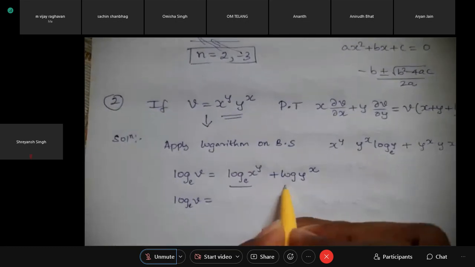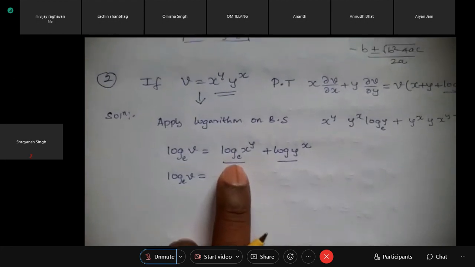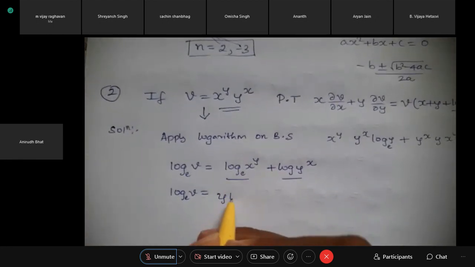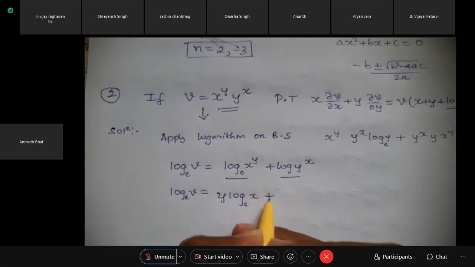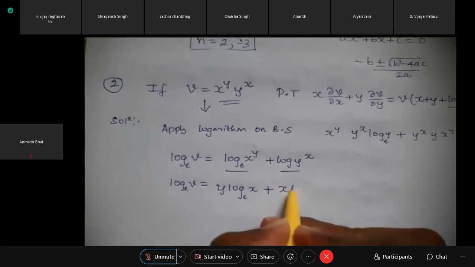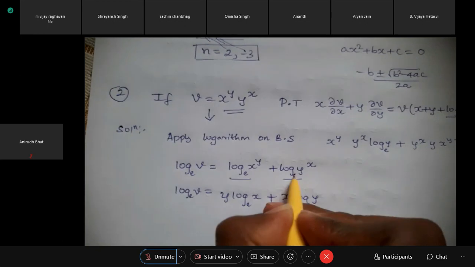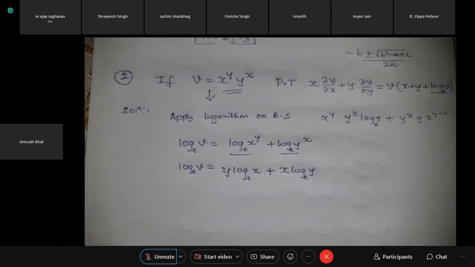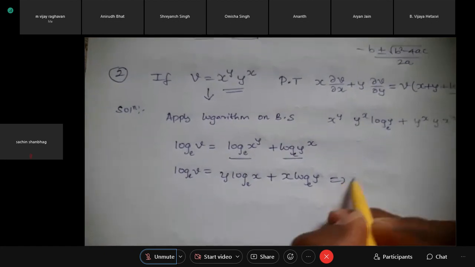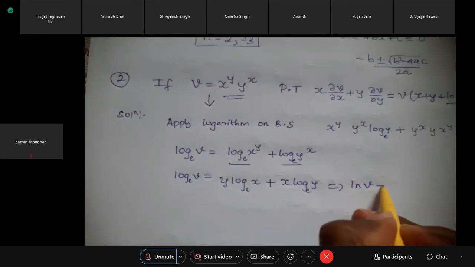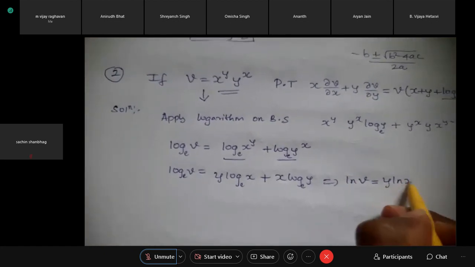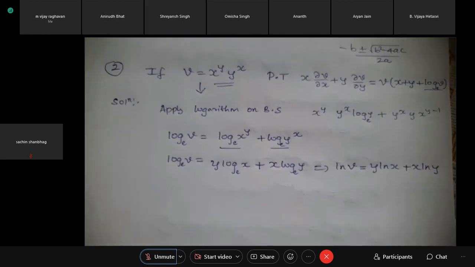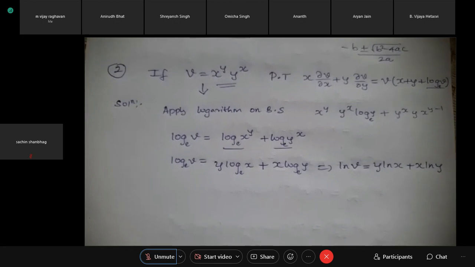Further, can you apply any rule of logarithm for this term and the second term in the right hand side? You can say, bring the y forward. Yeah, that. x log y. Correct? Yes, sir. Is as good as saying your ln v is equal to y ln x plus x ln y. Ln stands for natural logarithm.